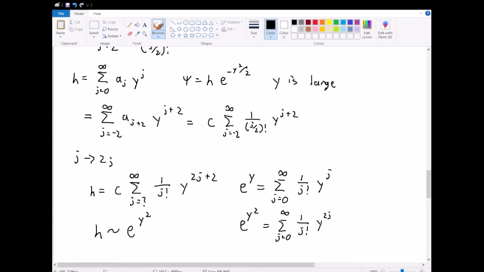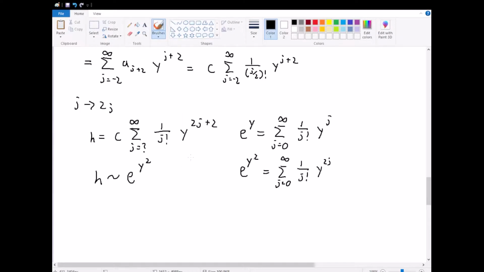Substituting 2j with 2j plus 2 will only make it grow faster compared to e to the y squared, and the indexes don't really change that much either. The reason this is important is because psi is defined as h times e to the negative y squared over 2. So if h behaves something like e to the y squared, then psi is going to behave something like e to the y squared over 2, because we have e to the y squared times e to the negative y squared over 2.